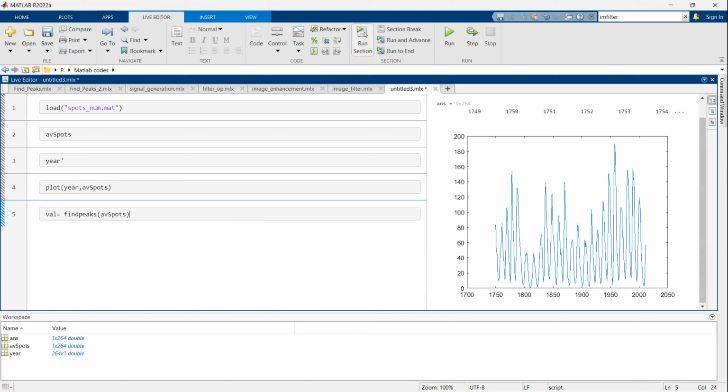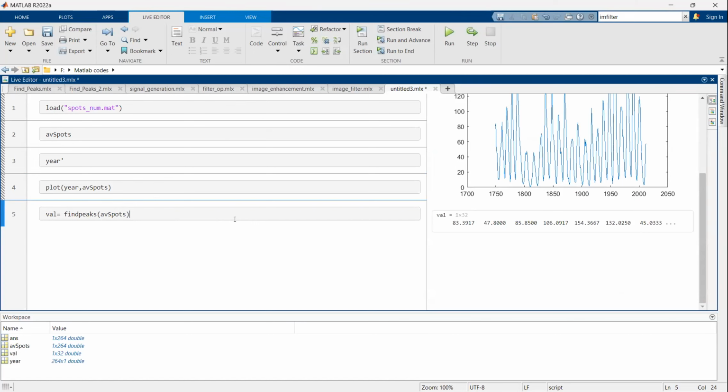So if I run this section, you can see the variable val, the value variable, is created. Now, in this variable, what is the size of the variable? 32, right? So that means there are 32 values in this variable. This variable holds the peak values. So out of these 264 values in your average spots, it is finding 32 values. That is, it is considering those as the peaks.